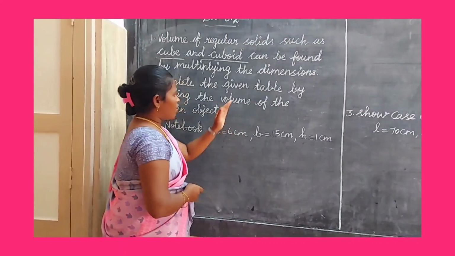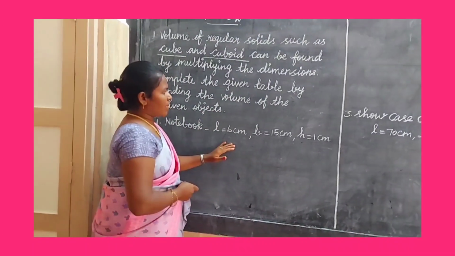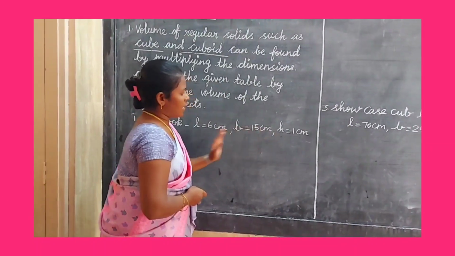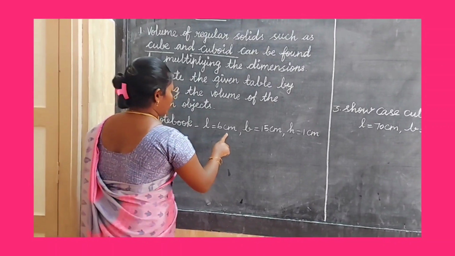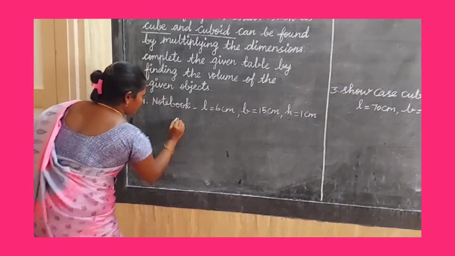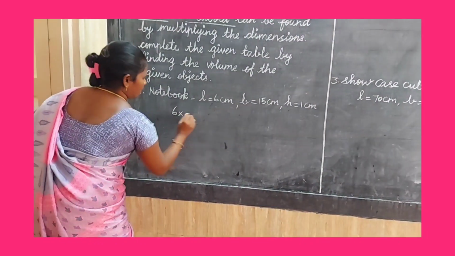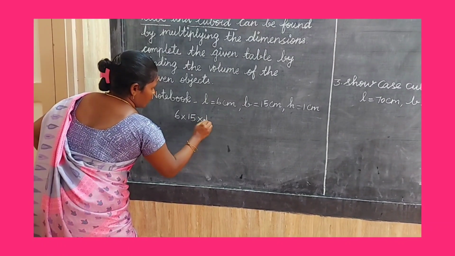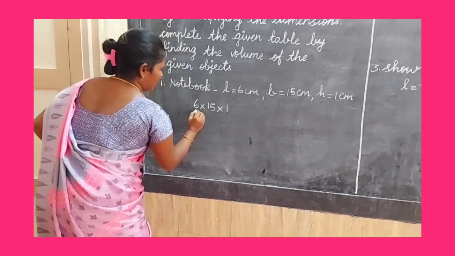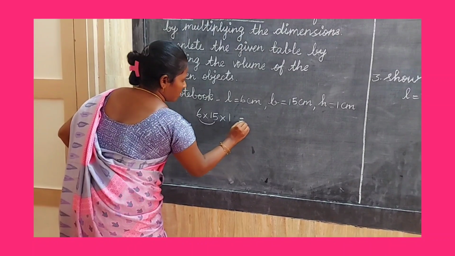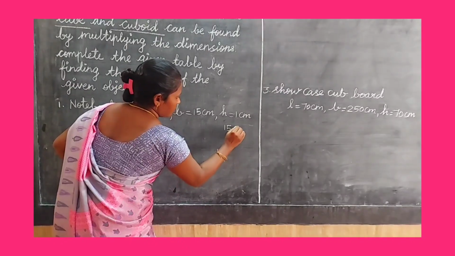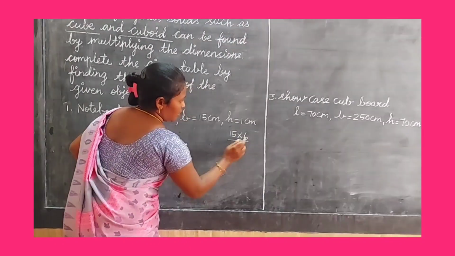We have to find the volume of this given object. How to find it? We have to multiply the length, breadth and height values. First we write 6 into 15 into 1. First we have to multiply the first two numbers. So 6 into 15 we have to multiply, that is 15 into 6.